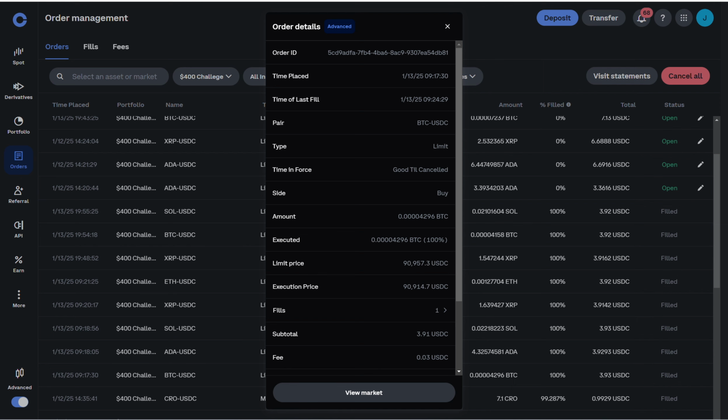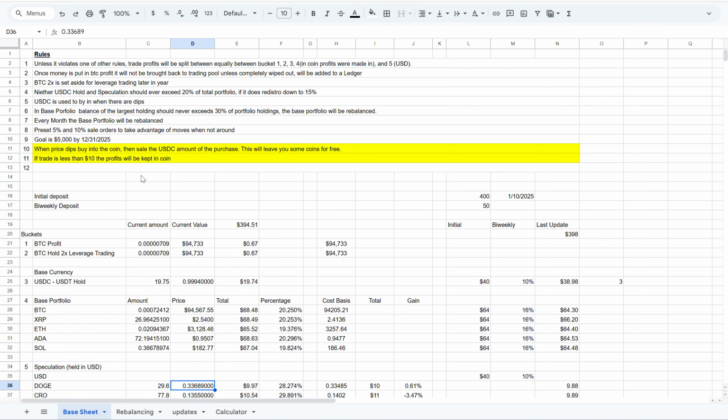And you can see in the spreadsheet, I did add that rule last night or this morning. If the trade is less than a $10 profit, profits will be kept in the coin. That allows the portfolio to expand a little bit quicker to allow us to make more profits in the long term, because these little 67 cents here, they do add up. But when we're transferring $2 at a time or greater, it's much better.